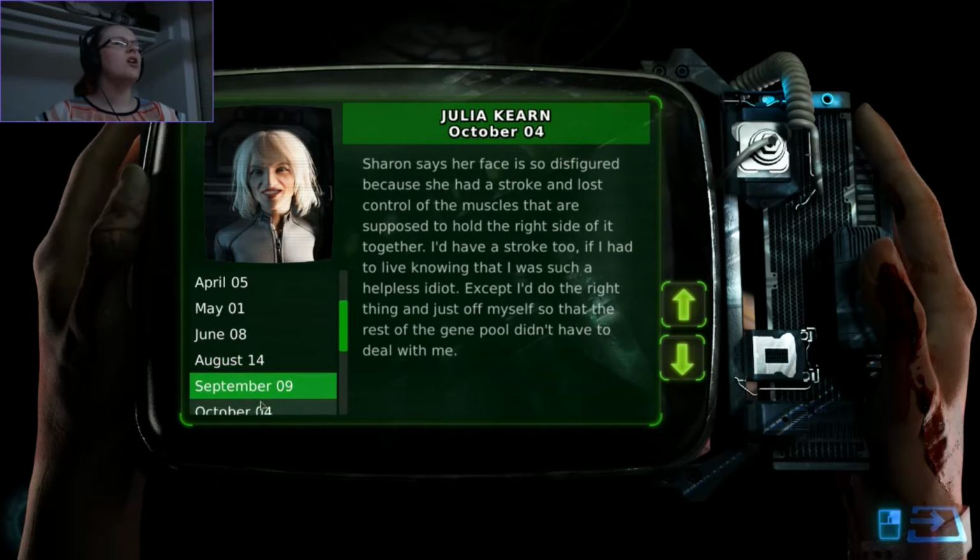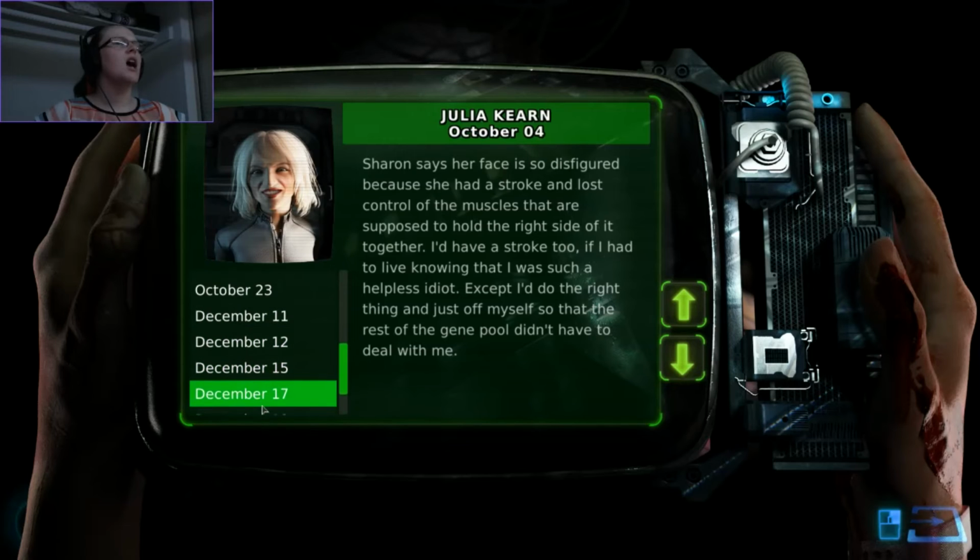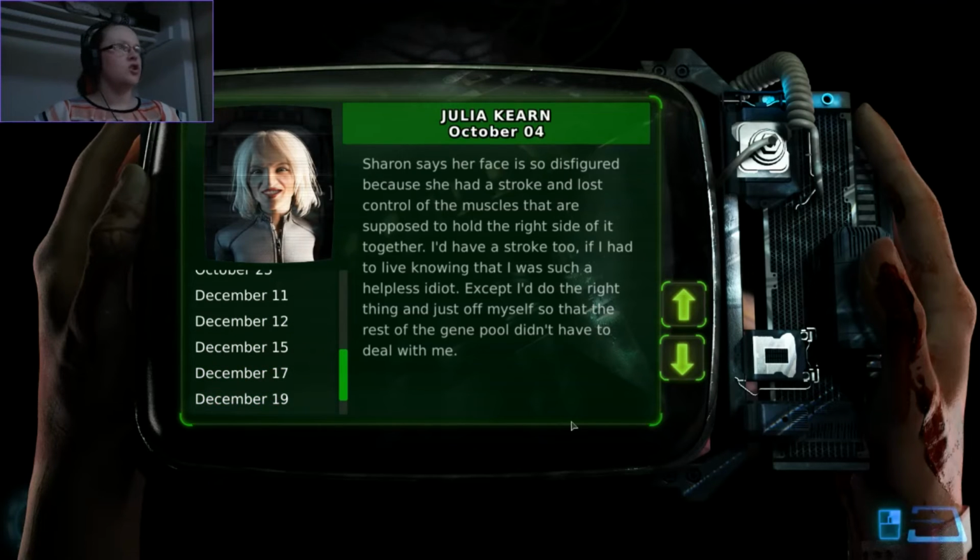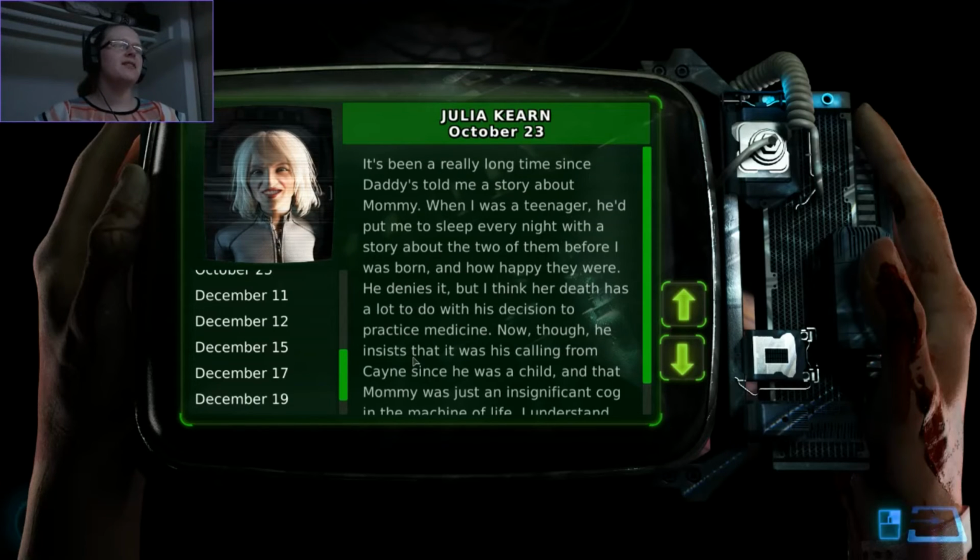How many of these are there? A lot! Okay. Sharon says her face is so disfigured because she had a stroke and lost control of the muscles that are supposed to hold the right side of it together. I'd have a stroke too if I had to live knowing that I was such a helpless idiot. Except I'd do the right thing and just off myself so that the rest of the gene pool didn't have to deal with me. Julia, you are very harsh. Ugh. But everyone in this game, other than Hadley and the voice that is speaking, seems to be completely insufferable.